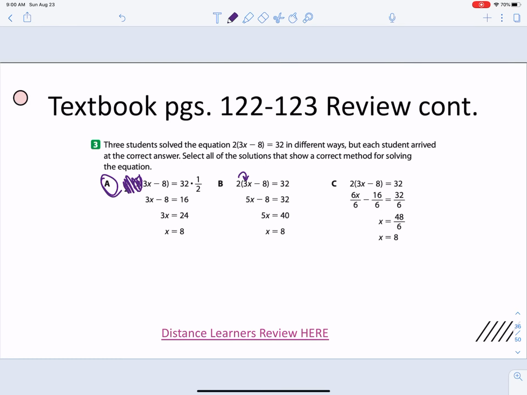So when you see a number attached to the parentheses or to a variable, that means that you're multiplying here. You're supposed to multiply, not add. So student B is not correct. That's not a correct way to do that.